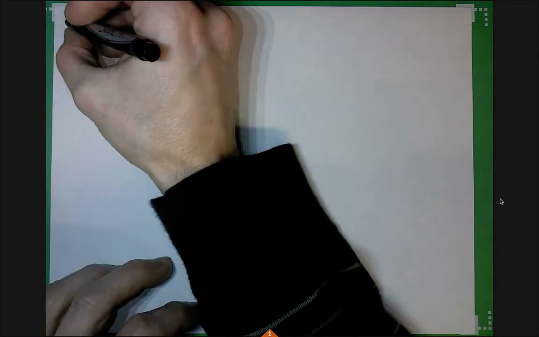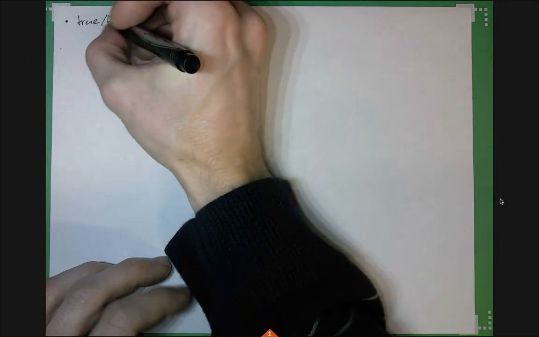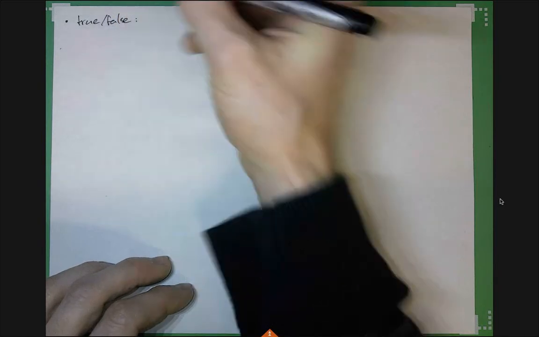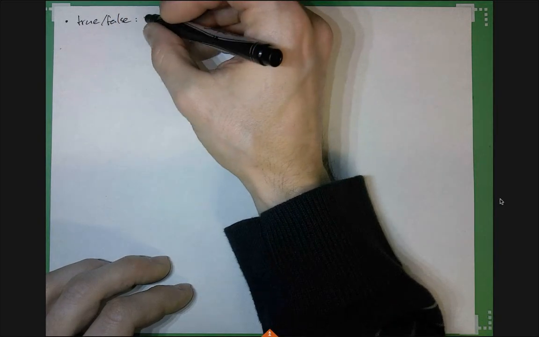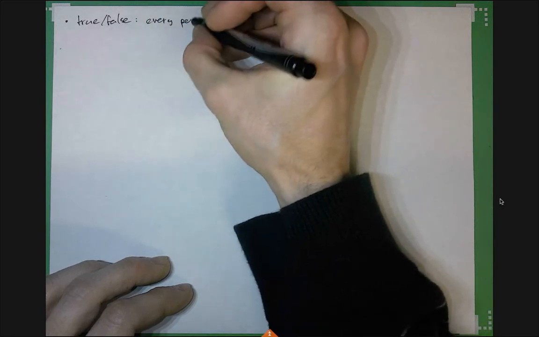All right. So shall we do some practice problems now? Here is an easy one. There will be some of these true-false questions, where you need to decide if the statement is true or false. So one problem is true-false: every permutation is an orthogonal matrix.